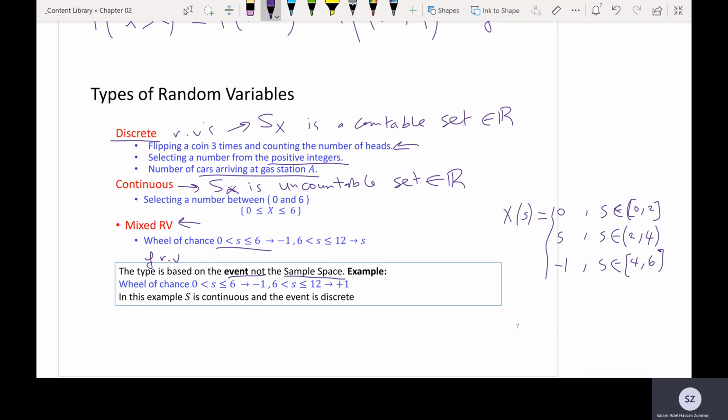Any questions about this point? The type of the random variable does not depend on the sample space. The sample space can be continuous, and yet the random variable that I define can be discrete.